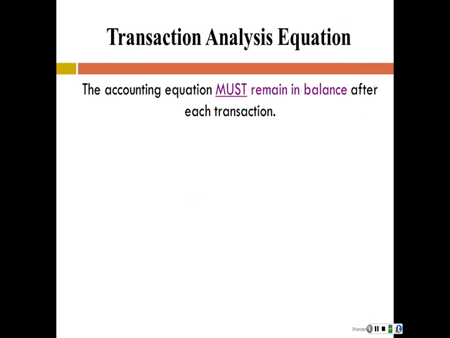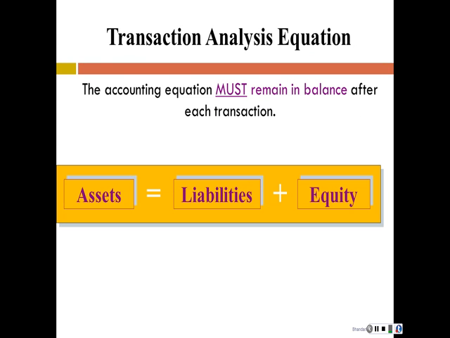So a further explanation about why this equation remains in balance. If we have assets that equal liabilities plus equity, and if we have assets of $10,000 and liabilities of $7,000, our equity is bound to be $3,000. So we keep this equation in balance as we record events, as we record transactions.